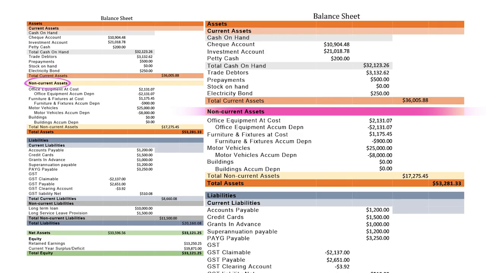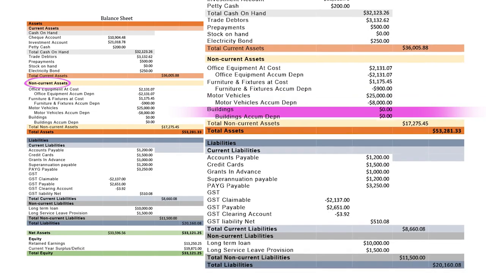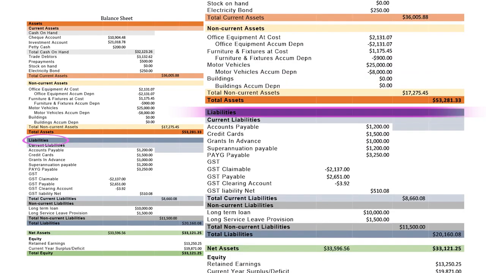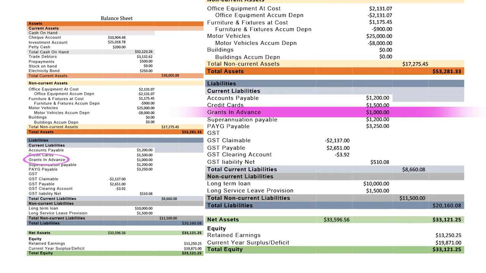Non-current assets are items that give a benefit to the organisation greater than a 12-month period. And liabilities, such as creditors, are people that we owe money to. And there's grants in advance, which are funds we receive in advance to allocate to a project.